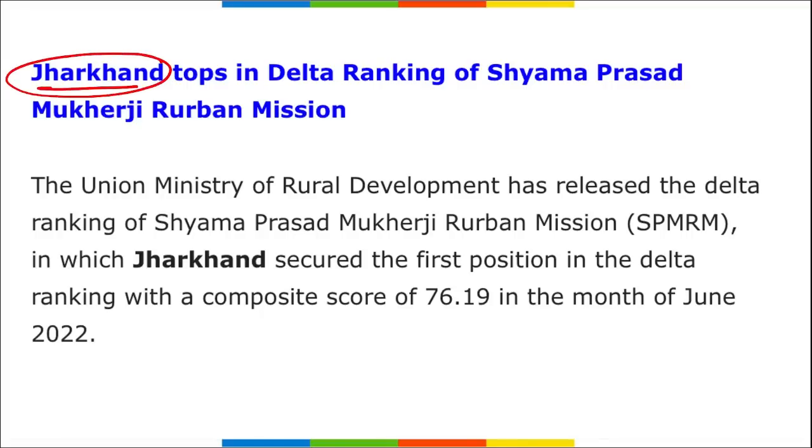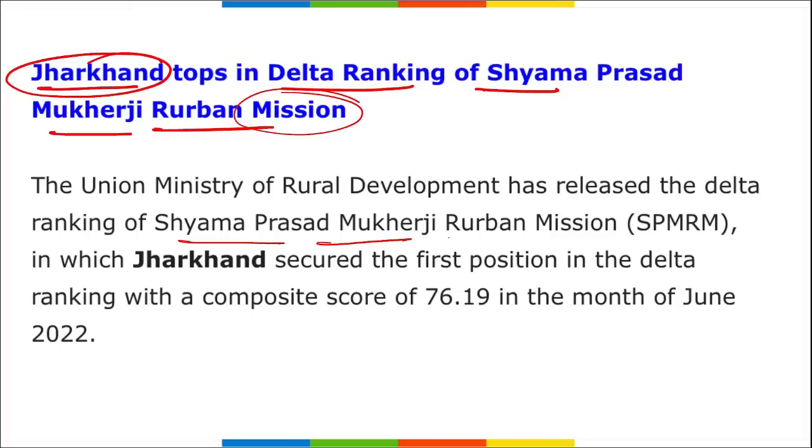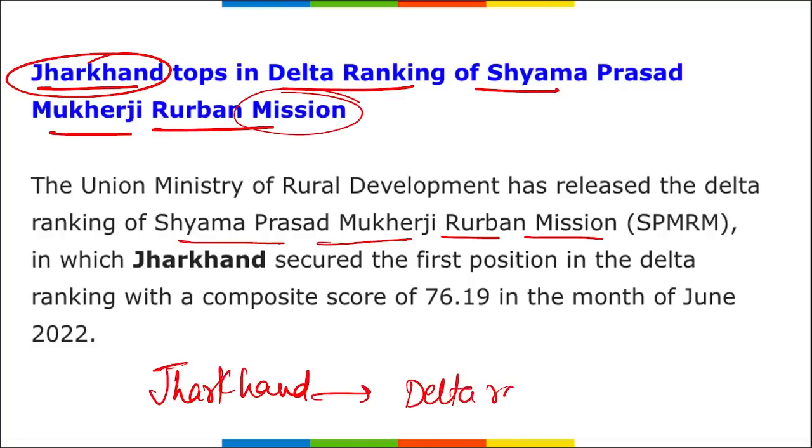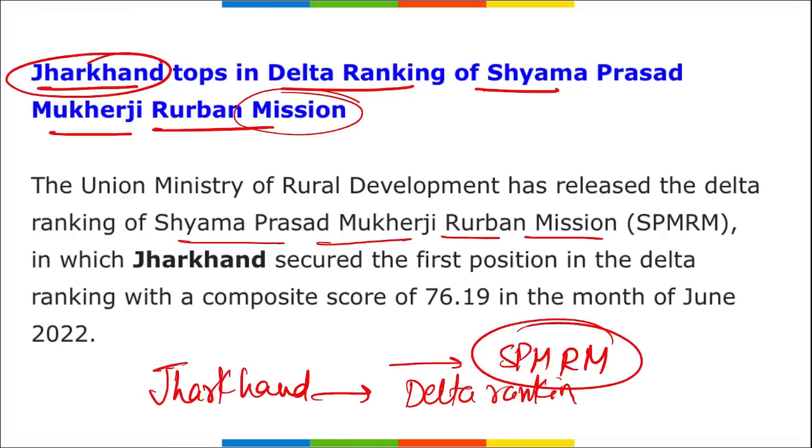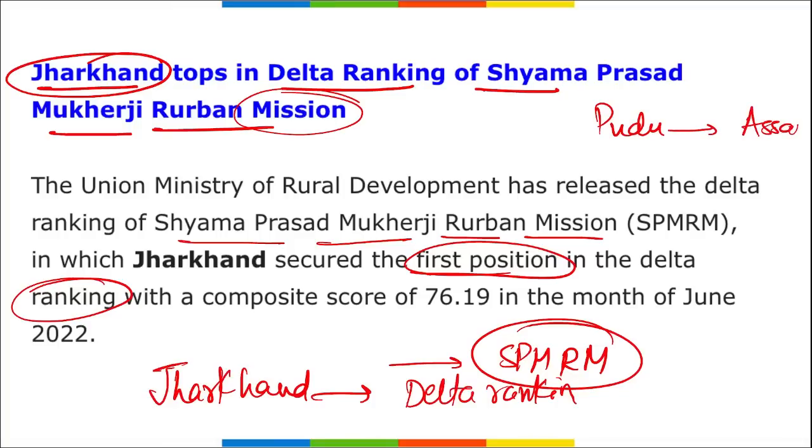Next is Jharkhand. Jharkhand has topped the Delta ranking of the Shyama Prasad Mukherjee Rurban Mission. I repeat, recently Jharkhand has topped the Delta ranking of the Shyama Prasad Mukherjee Rurban Mission, that is your Rural Urban Mission. So, which state topped here? It was Jharkhand, topped in the Delta ranking in the Shyama Prasad Mukherjee Rurban Mission, SPMRM. They secured the first position in the Delta ranking. Jharkhand ranks first across India, followed by Puducherry, followed by Assam.